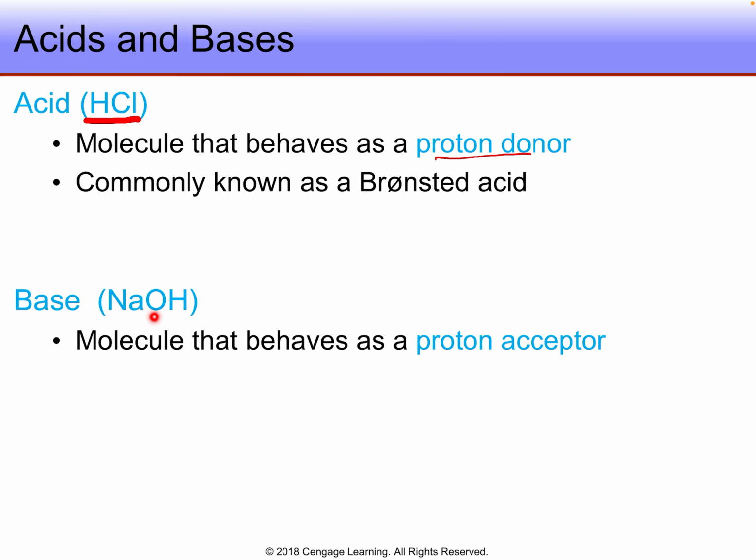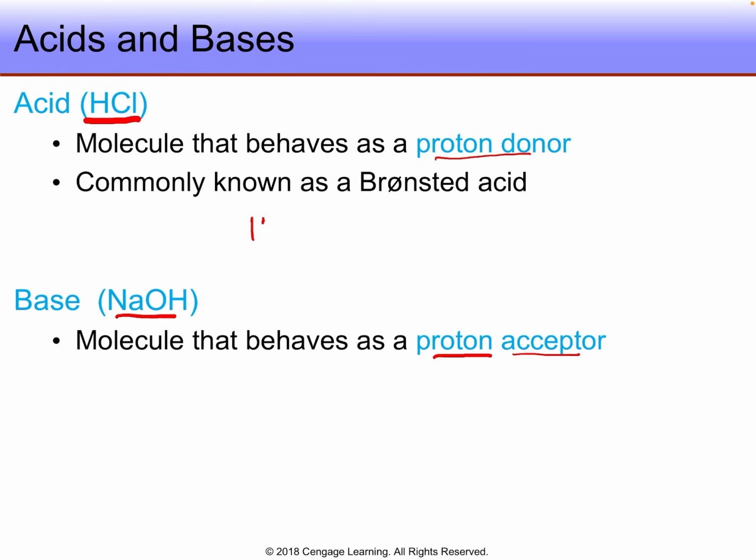Bases, an example is sodium hydroxide. Bases are defined as proton acceptors. And these happen to be examples of a strong acid and a strong base.